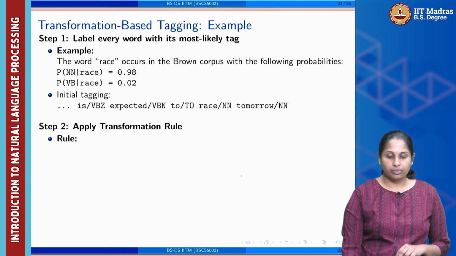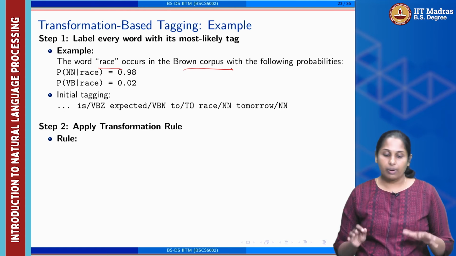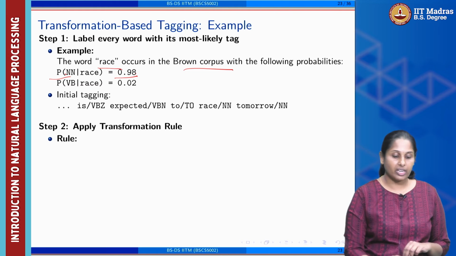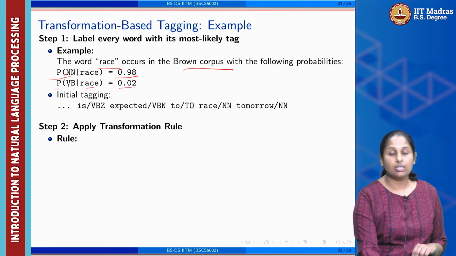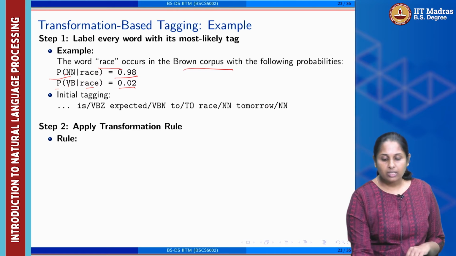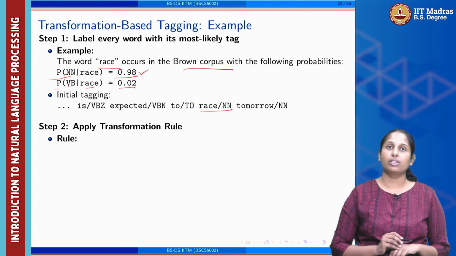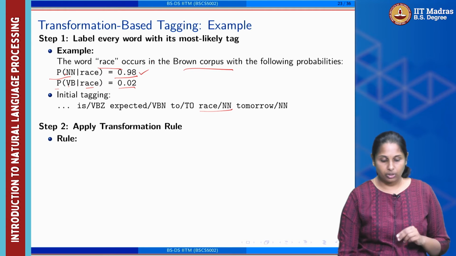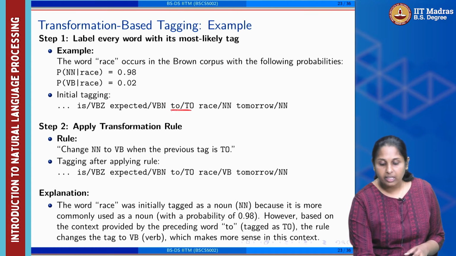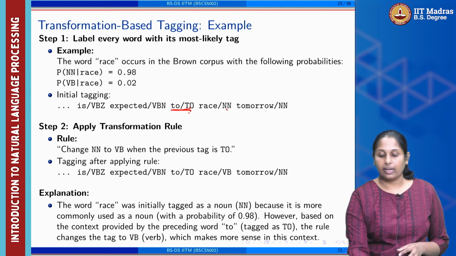So for example, let's take the word race. Race occurs in the Brown corpus, let's say, with the following probabilities. The probability of race as a noun is, let's say, 0.98, whereas the probability of race as a verb is 0.02. Now in this case, let's say, "He is expected to race tomorrow." Race occurs with the highest probability as a noun, so apply noun. Now again change that noun into VB, because look at the probability of this particular tag coming along with a noun in this kind of construction.